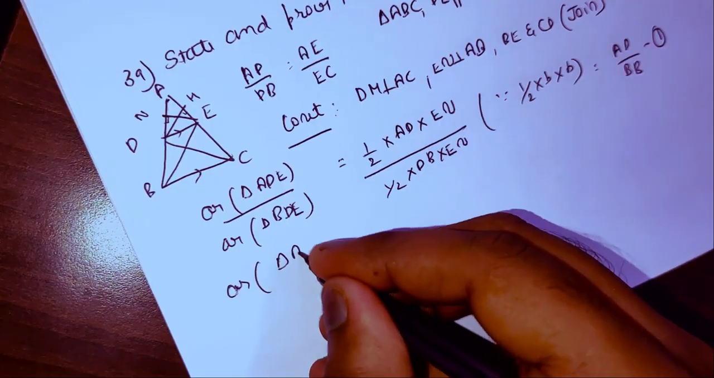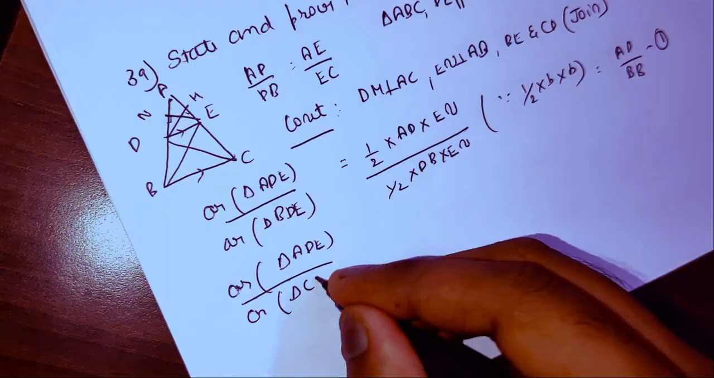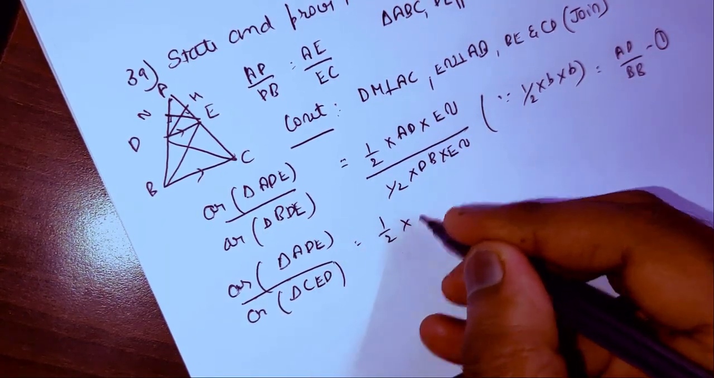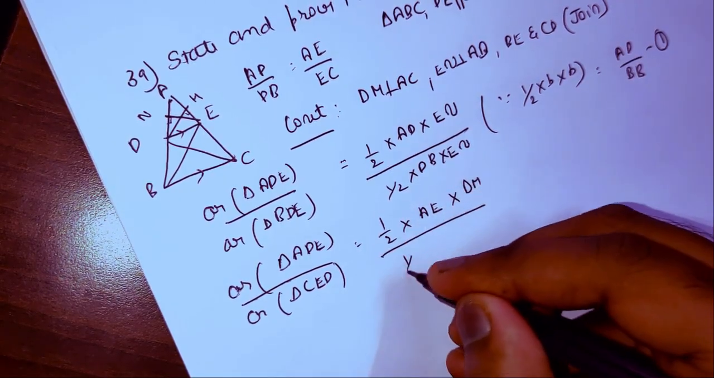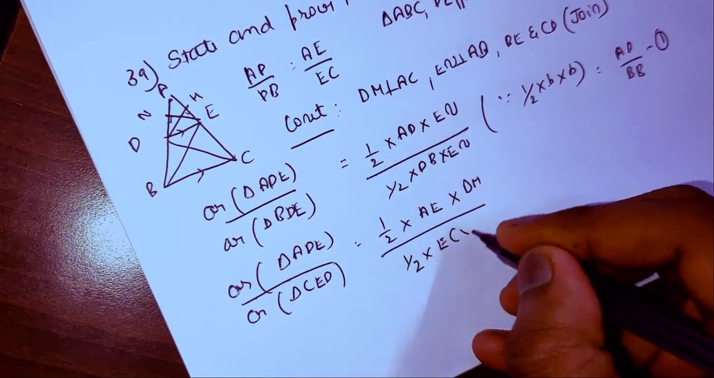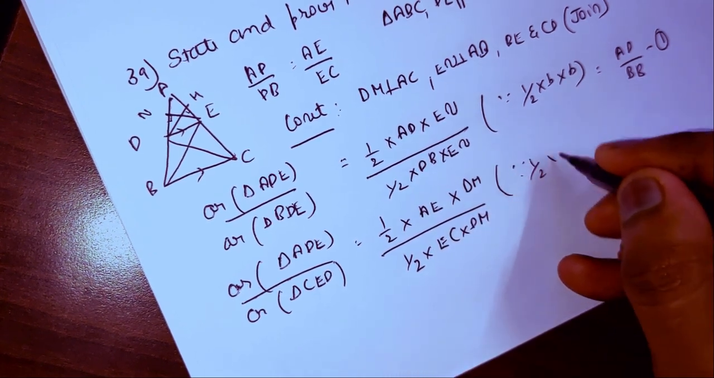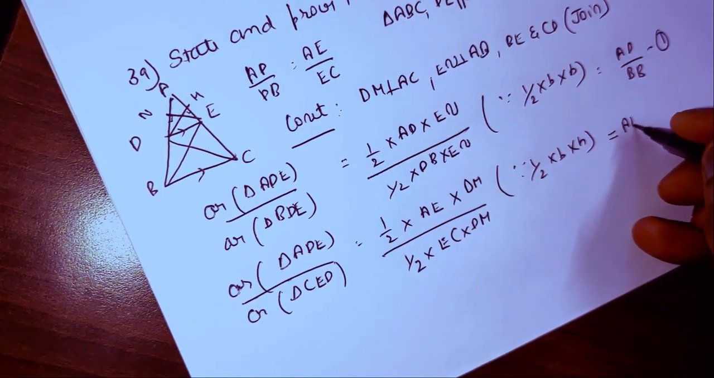Area of triangle ADE by area of triangle CED is equal to half into AE into DM by half into EC into DM, by the same formula half into base into height, that is equal to AE by EC.